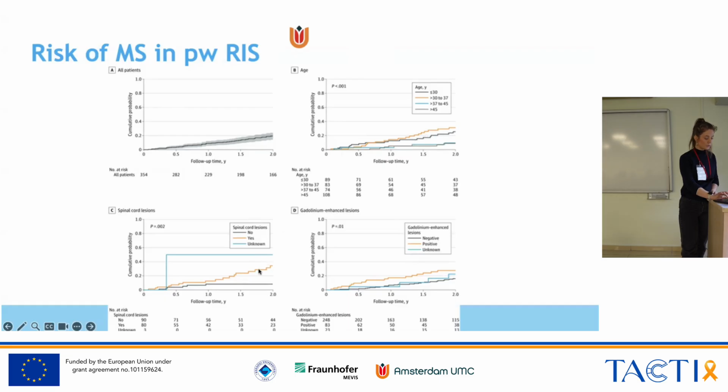Also, if you have spinal cord lesions, this increases quite a lot compared to a person who doesn't have spinal cord lesions. And also here, if you have gadolinium-enhancing lesions compared to no gadolinium-enhancing lesions, that also almost doubles the risk over 2 years.